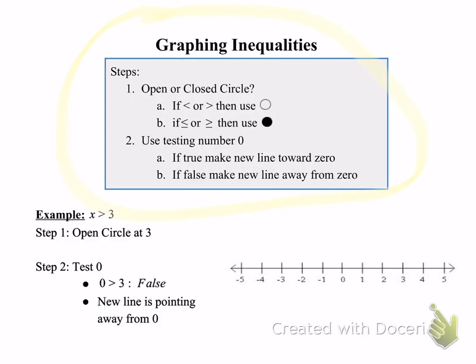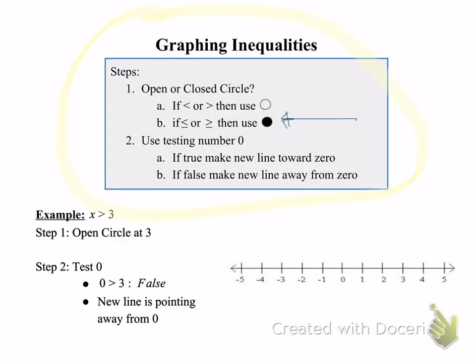The first one is to determine, is this an open or a closed circle on your number line? If it's an open circle, that means you have a less than or a greater than operation. It doesn't have that equal to sign. But if it does have the equal to sign, it's going to be a closed circle. As you can see here, it's going to be a closed circle. So that's our first part.